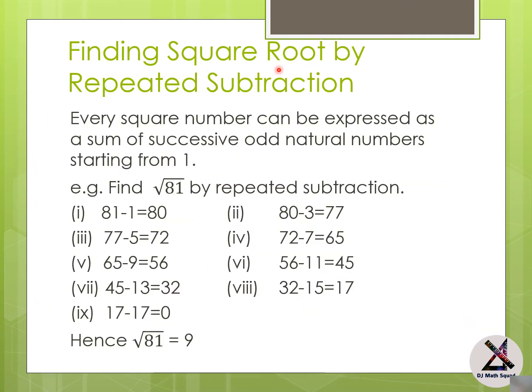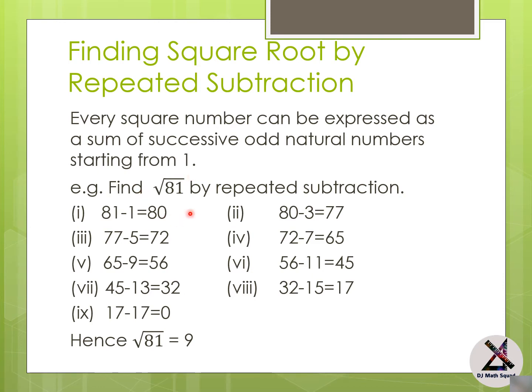Now, finding the square root by repeated subtraction. There are different methods of finding square root. The first method is repeated subtraction. We are going to use the concept that every square number can be expressed as a sum of successive odd natural numbers starting from 1. This we have done when we were finding squares, right?